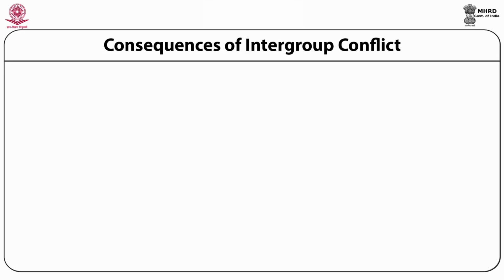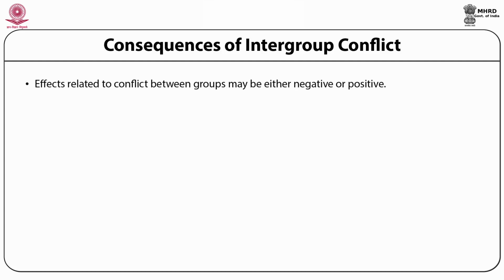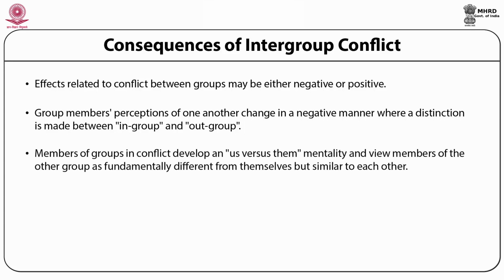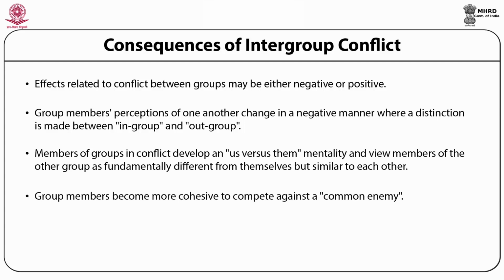Consequences of intergroup conflict. Now, as you know, whenever there is a conflict between groups, the consequences or the effects related to the conflict could be either negative or positive. The group members' perceptions of one another change in a negative manner where a distinction is made between in-group and out-group. Members of groups in conflict develop an us versus them mentality and view members of the other group as fundamentally different from themselves but similar to each other. The group members become more cohesive to compete against a common enemy.